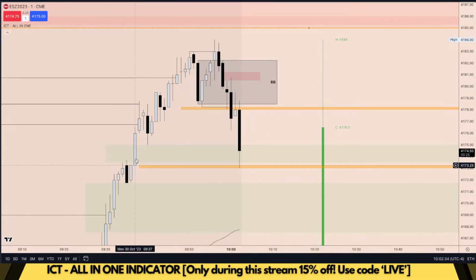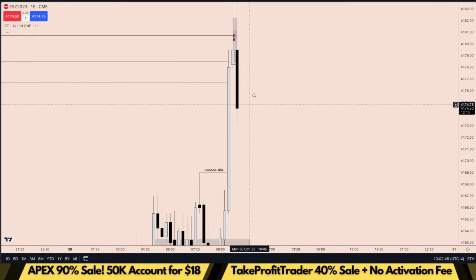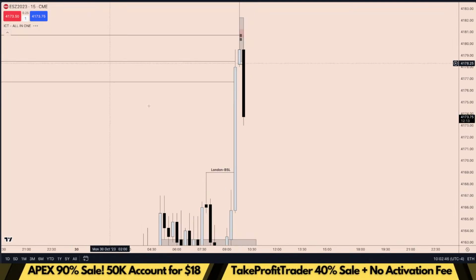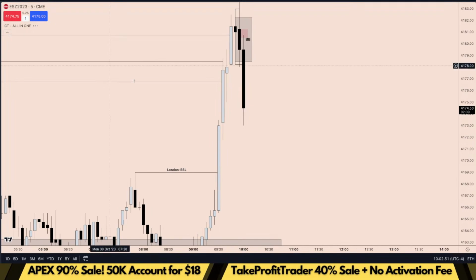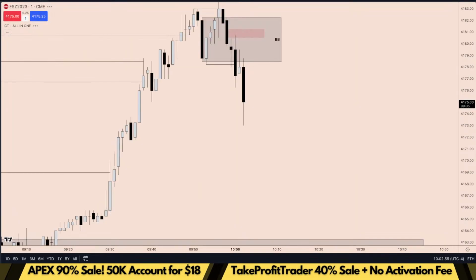So now we have retraced into a 5-minute bullish fair value gap and a 5-minute bullish volume imbalance. Keep in mind this is also a 15-minute volume imbalance. Is it? No, it's not. But we can see it's also a big 15-minute fair value gap. Being on the 1-minute, yep, volume imbalance, we've hit that. And now we're back to the 1-minute time frame.